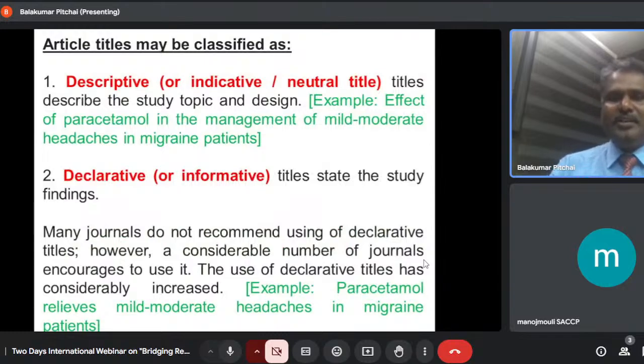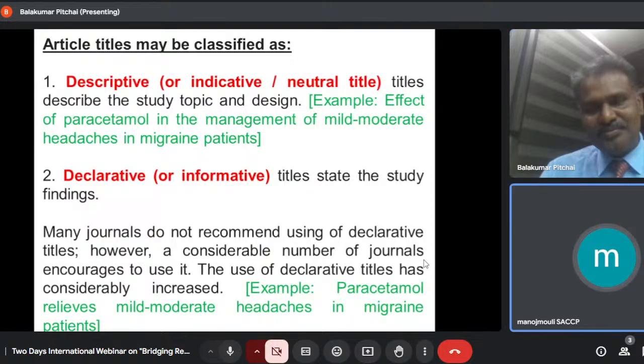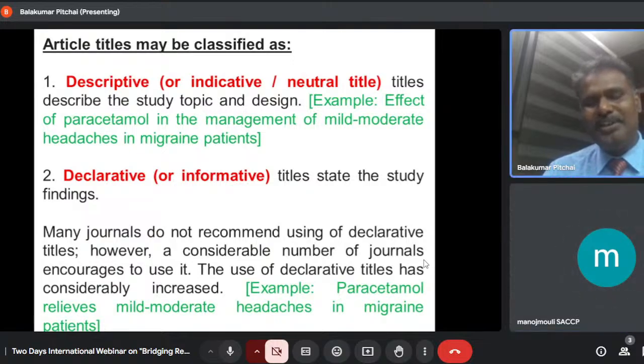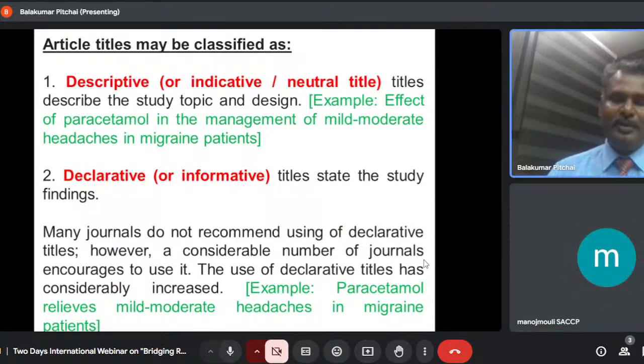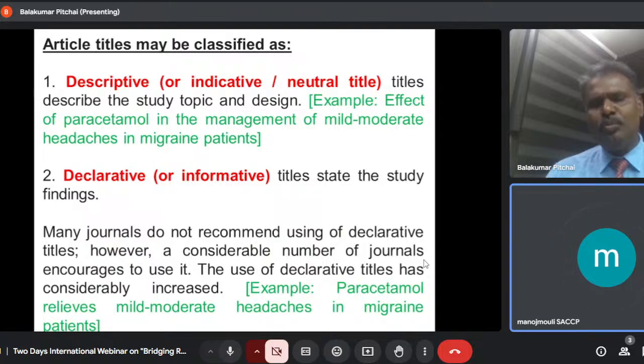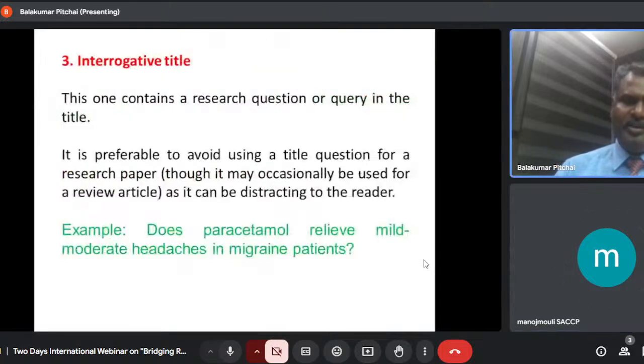In the descriptive title, you will never declare the result. For example, for your better understanding, a simple title: effect of paracetamol in the management of mild to moderate headaches in migraine patients. If you want to come up with a declarative title, here you will declare the result. For example, paracetamol relieves mild to moderate headaches in migraine patients. On the other hand, an interrogative title always ends with a question mark. Does paracetamol relieve mild to moderate headaches in migraine patients?